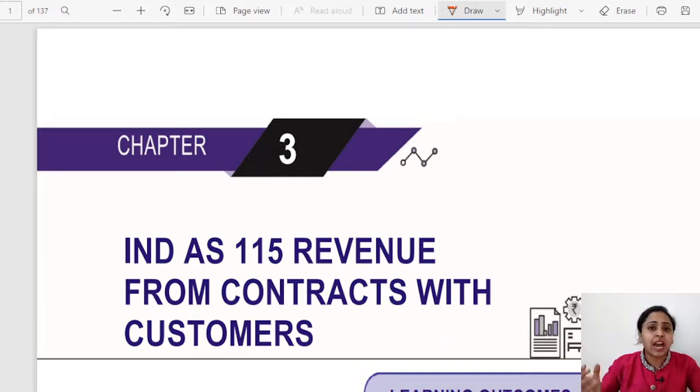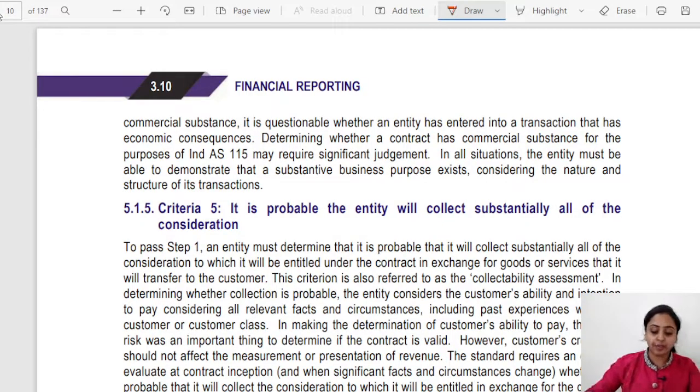Okay, are you ready? For this, you will be requiring the ICAI module, the updated one. If not available, no worries, you can get it from the ICAI portal, or else it is also available on our app. Let's begin with our question answer round. Let's head towards page number 3.10.